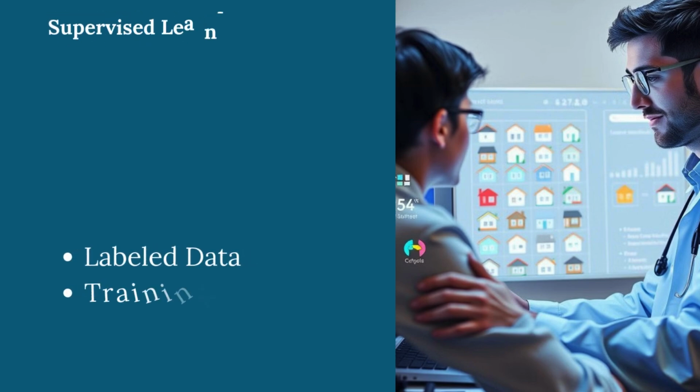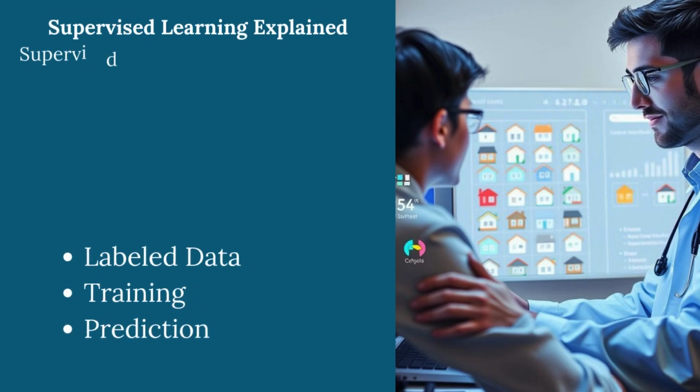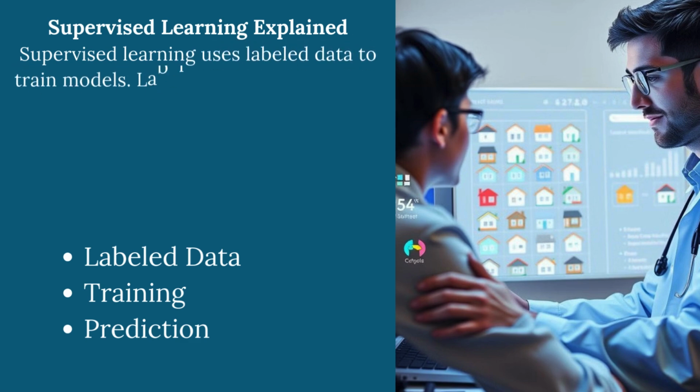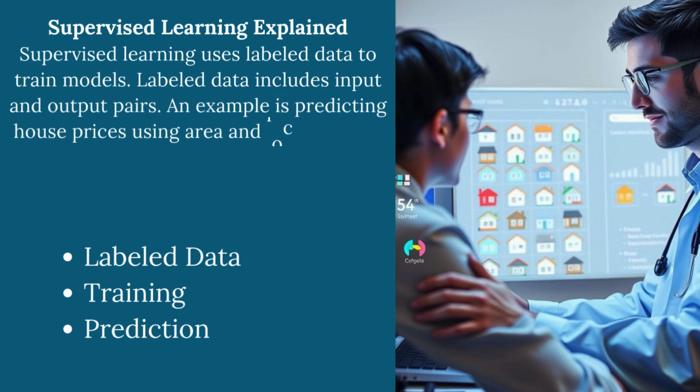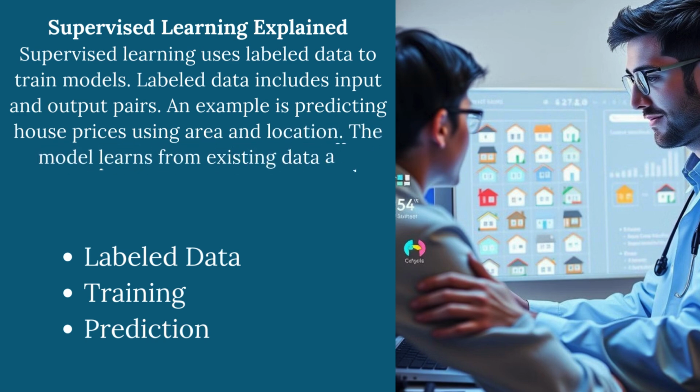Supervised learning. This is the most common type of machine learning. In supervised learning, the model is trained on labeled data. This means the data has input-output pairs like house prices based on area, location, etc. For example, if we have a dataset of house prices based on area, the model learns from that data and can predict the price of a house in the future.